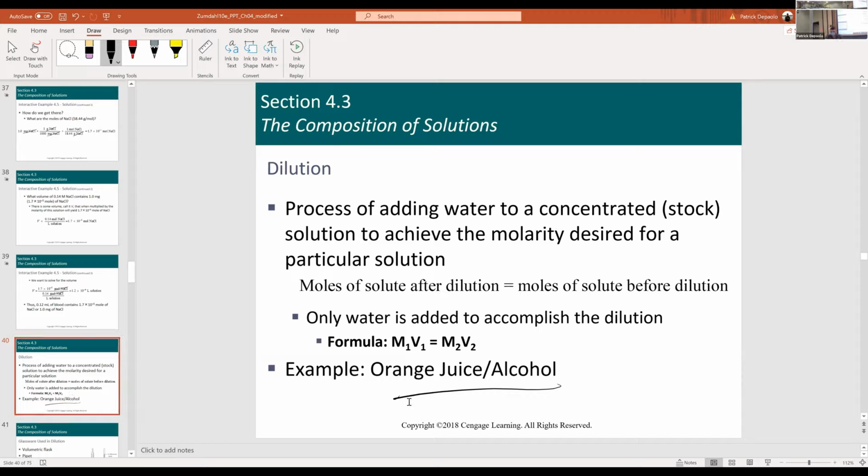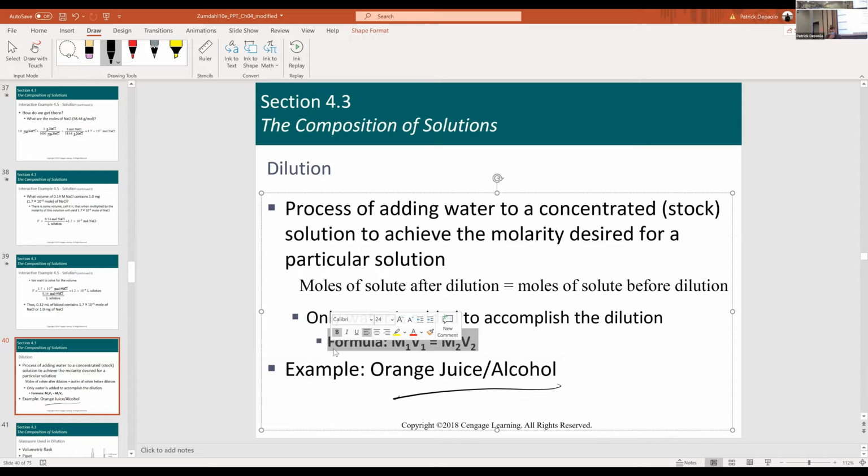So if you look at the formula, M1V1 equals M2V2, the initial molarity has some initial volume. When you dilute it, the volume 2, the final volume, will become higher, and the final molarity will become lower, because that same solute is spread across a larger volume. So that's what this dilution formula represents, the inverse proportionality.